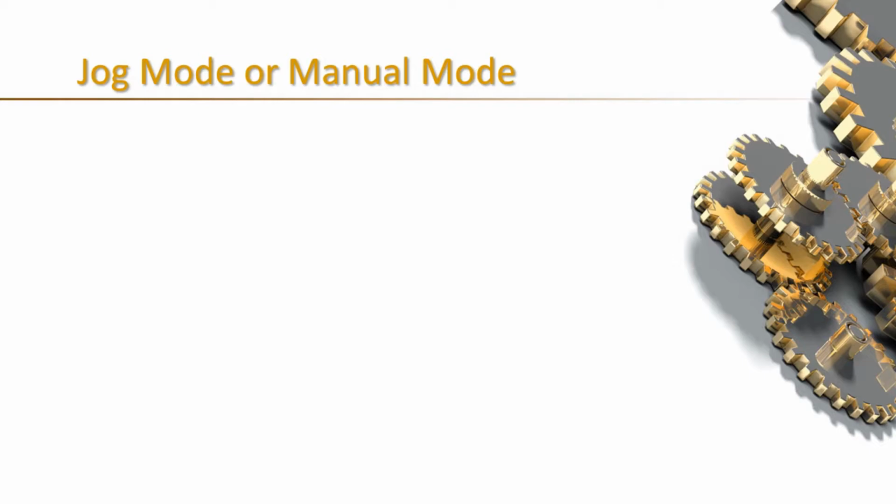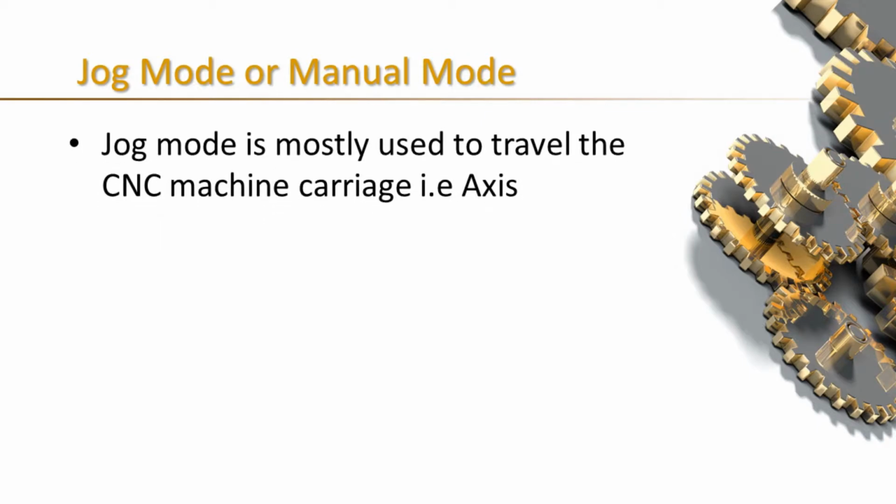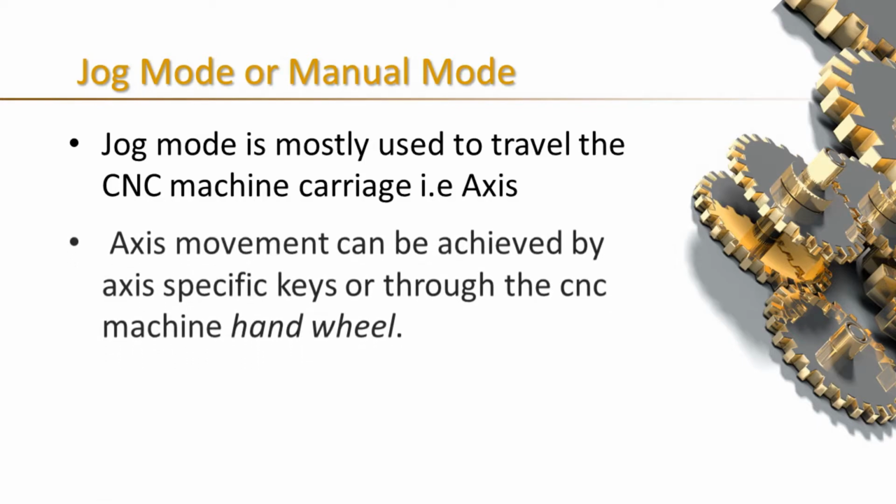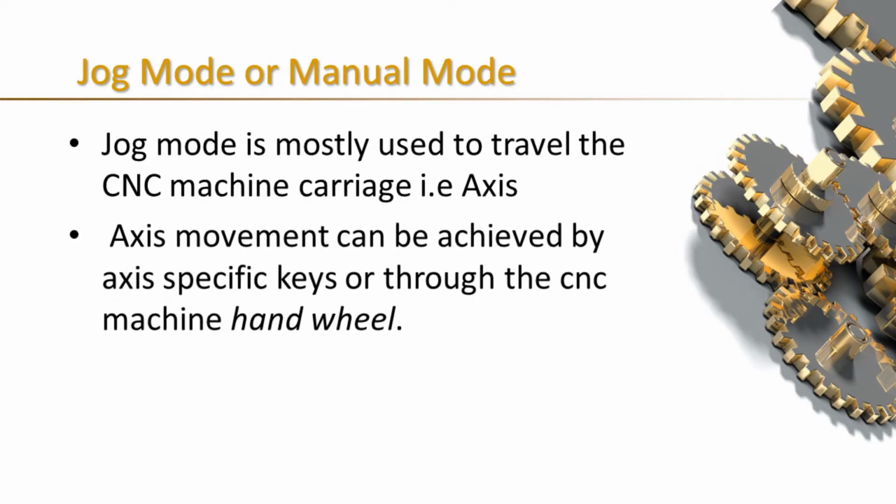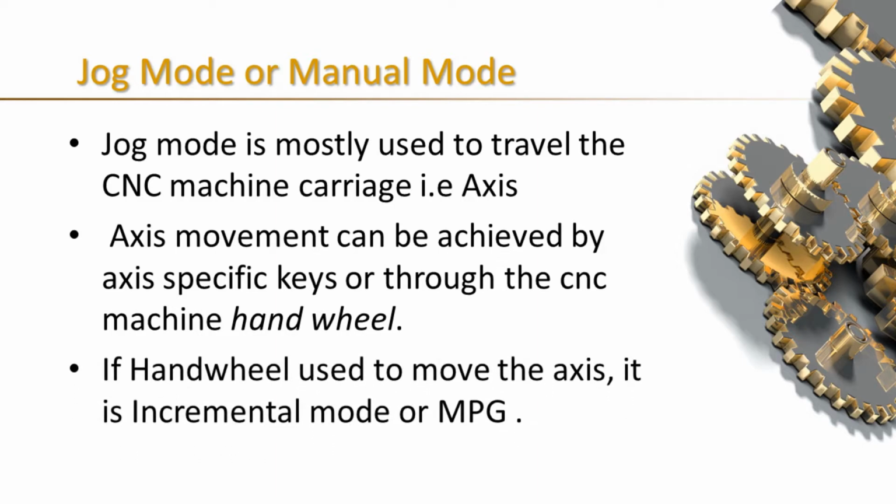Let us see about the jog mode. The jog mode is used mainly for the manual operational activities of the CNC machine, that is axis movement, tailstock movement, chuck clamping or declamping, and turret index. Axis movement can be achieved by axis specific keys available on the machine or through the CNC machine hand wheel which is available on the machine panel. When the hand wheel is used to move the axis, that is called the incremental mode or MPG, manual pulse generator mode.